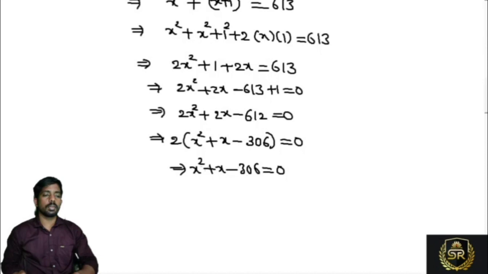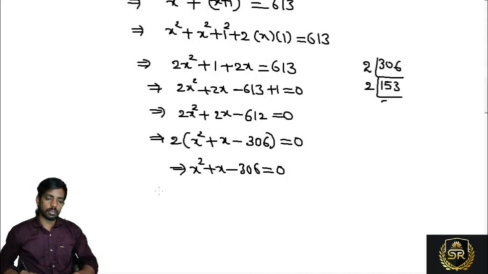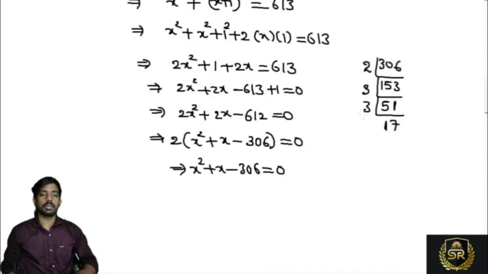So hence we have a quadratic form. We need the factorization of 306, right? Taking the factors of 306: 2 ones are 2, 2 fives are 10, 2 threes are 6, then 3 fives are 15, 3 ones are 3, and 3 sevens are 21. Here 3 threes are 9, 9 twos are 18.